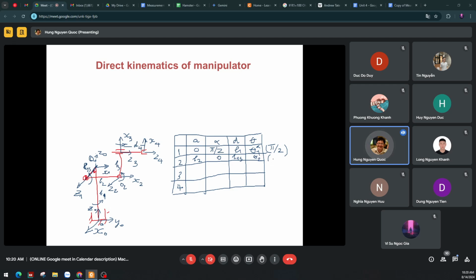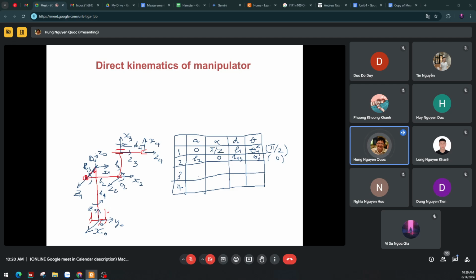And what is the value of theta 2 now? Theta 2 is the angle between this one and this one. They are parallel now, so this is 0. Now it's 0. Okay. Do the same with the third coordinate.